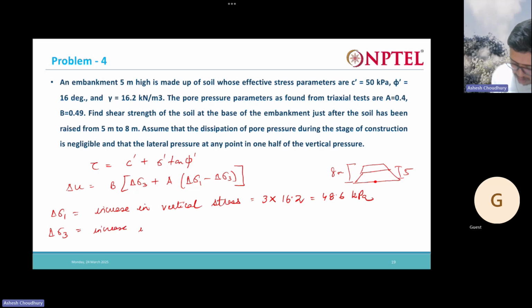Now delta sigma 3, the increase in lateral stress. Lateral stress is half of the vertical pressure. So half of the increase in the vertical is nothing but 24.3 kPa.